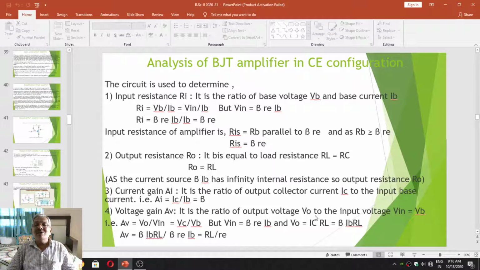VO is equal to IC into RL. But IC is equal to beta into IB. So that's why we get VO is equal to beta into IB into RL. Taking the ratio, voltage gain is equal to beta IB RL upon beta RE into IB. IB cancels, beta cancels. The only remaining term is RL upon RE. So RL upon RE represents the voltage gain of the amplifier in common emitter configuration.